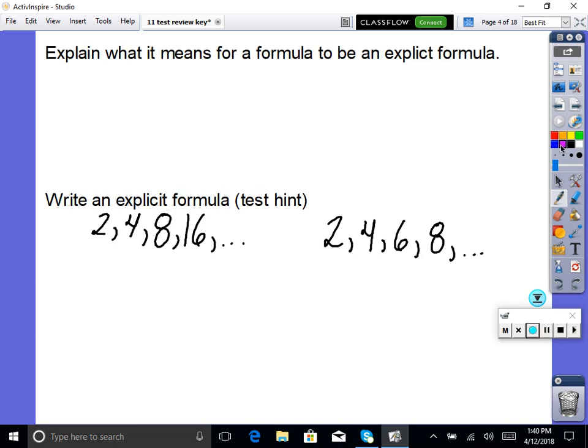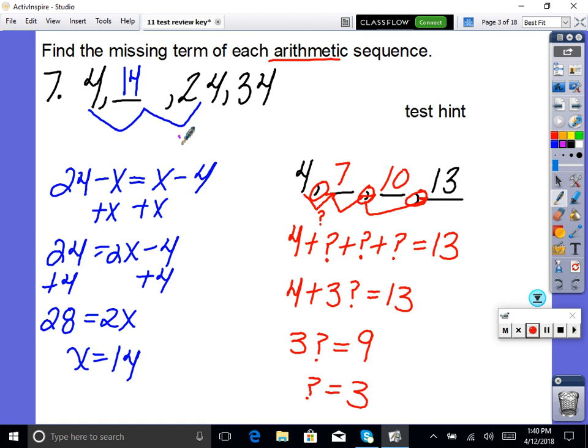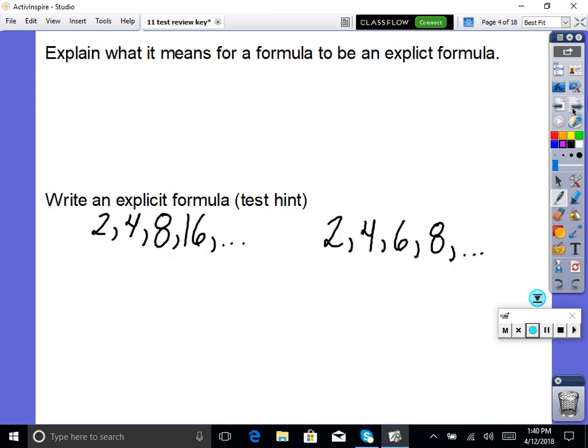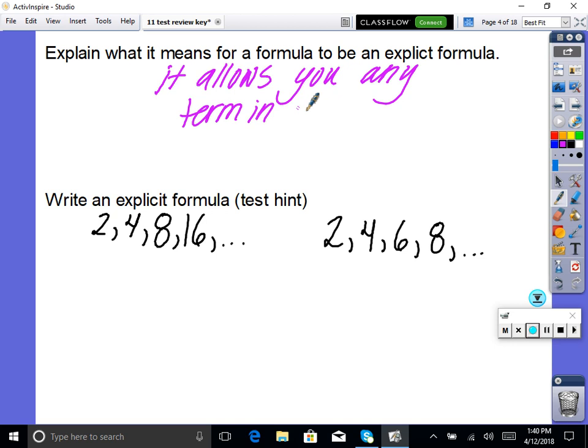All right, so you will most likely be given one of this caliber. They won't give you that part though. So one like this and one like this. Explain what it means for a formula to be an explicit formula. It allows you to find any term in a sequence. And it's nice because you don't need to know the previous term. So that would be good enough. It allows you to find any term in the sequence, or it's in terms of n. So it's written with an n, and it allows you to find any term in the sequence.